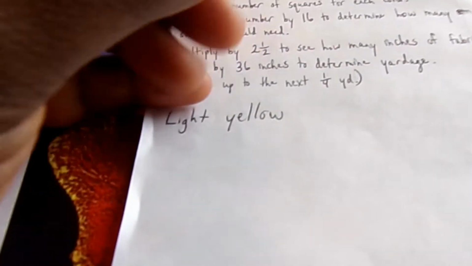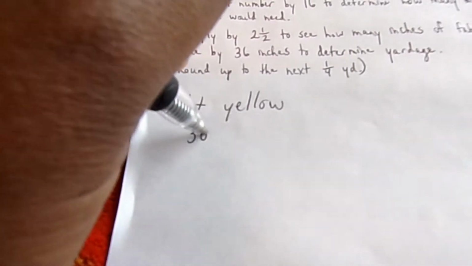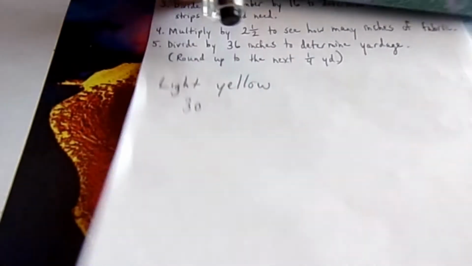Okay, so for the light yellow, I'm just going to write it here. Light yellow. And I'm holding the camera and trying to write at the same time. So 30, well, I'll put the phone there because I can hold it. 30 squares.